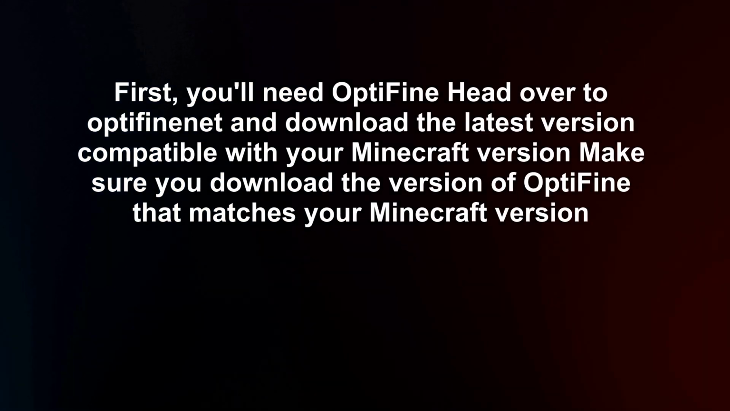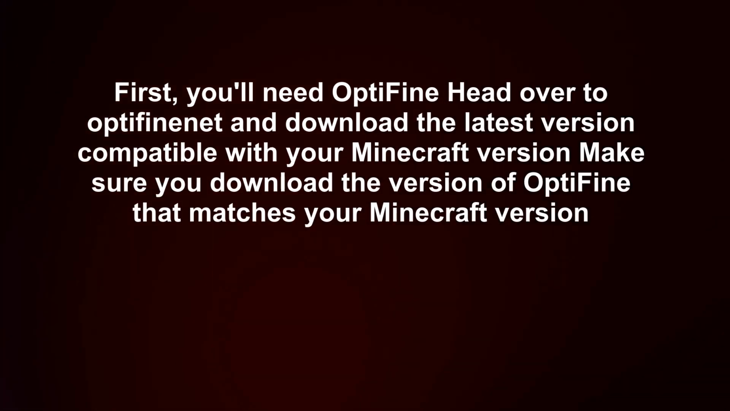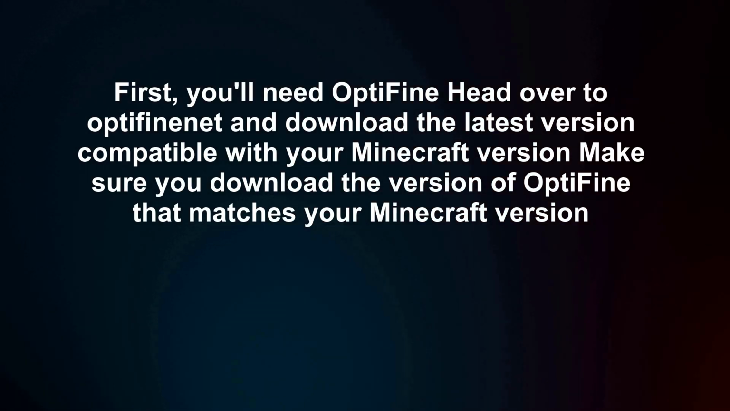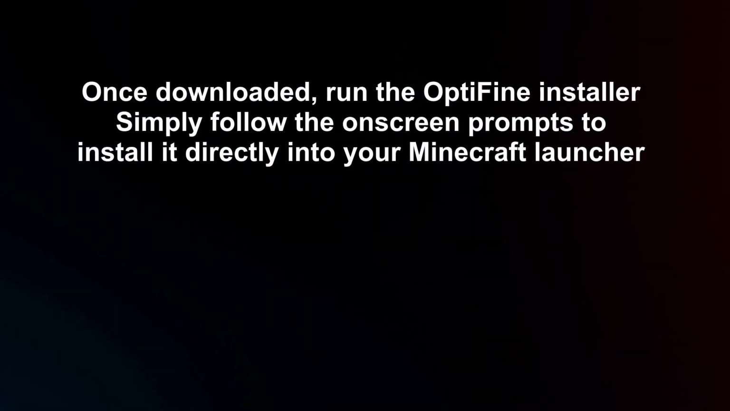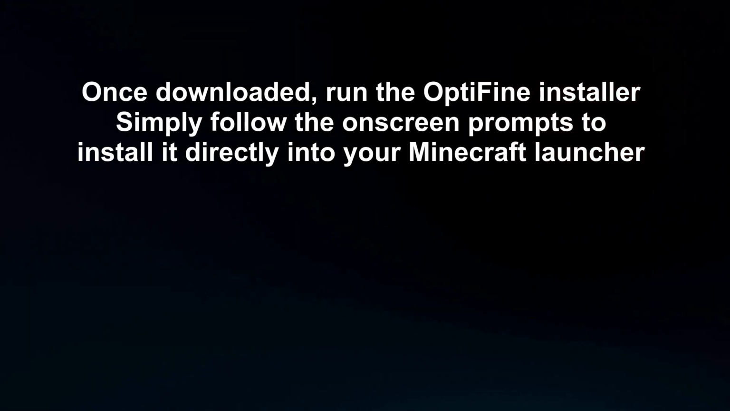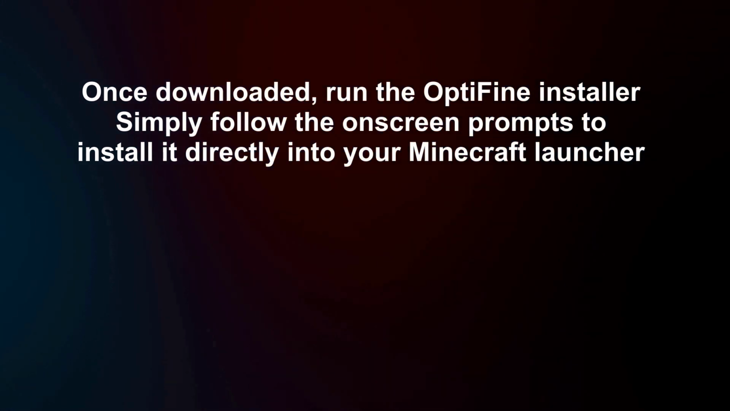First, you'll need OptiFine. Head over to OptiFine and download the latest version compatible with your Minecraft version. Make sure you download the version of OptiFine that matches your Minecraft version. Once downloaded, run the OptiFine installer. Simply follow the on-screen prompts to install it directly into your Minecraft launcher.